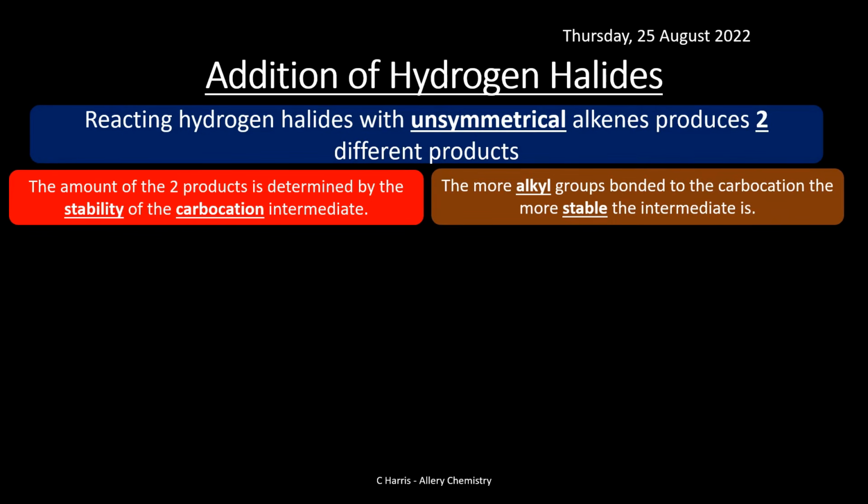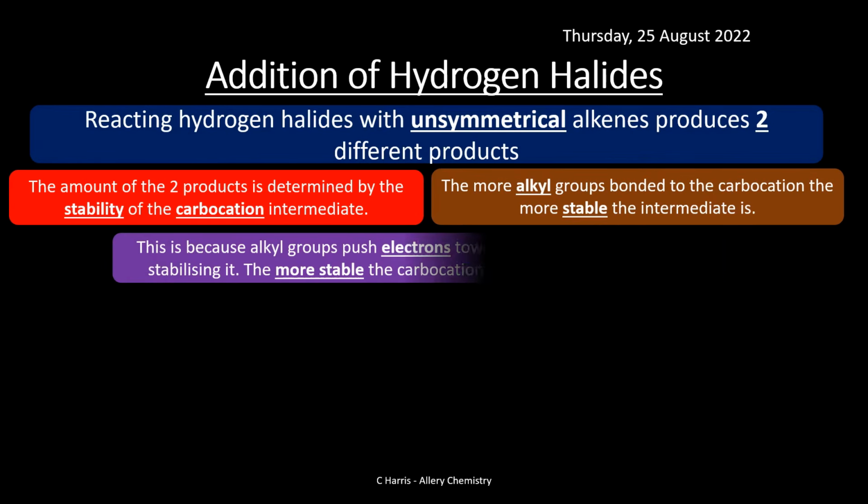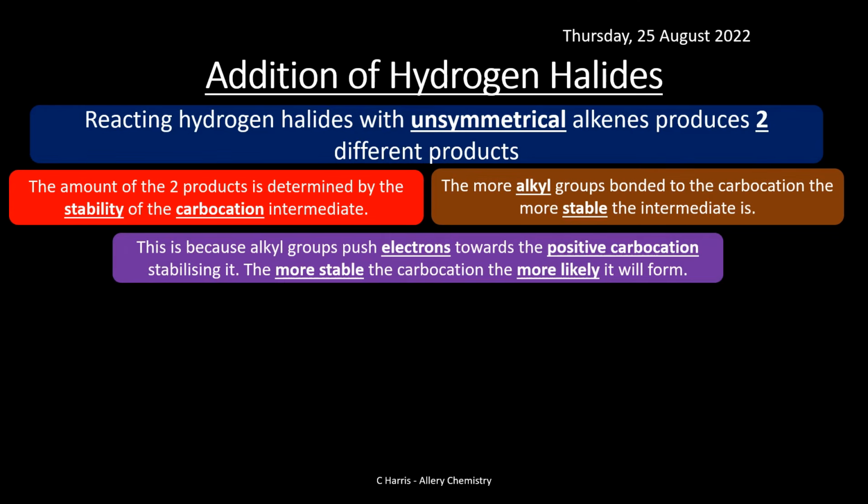Now, the principle which governs the stability of that carbocation is very much based on how many alkyl groups are bonded to that carbocation. And the more alkyl groups you've got bonding to that, the more stable that intermediate is going to be. Okay, so let's have a look. So alkyl groups are, remember, they're just like alkanes. So there might be CH3 groups, there might be CH2, CH3 groups. That's all an alkyl group is. And what these do is they actually push electrons towards the positive carbocation, and it helps to stabilize it.